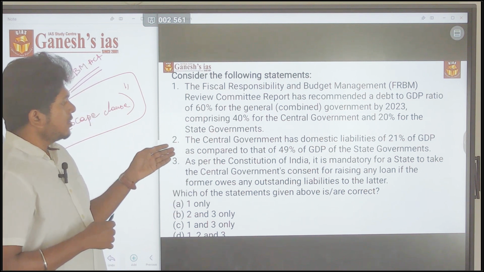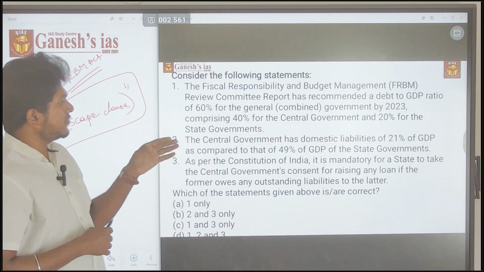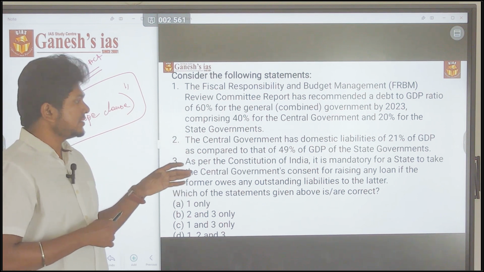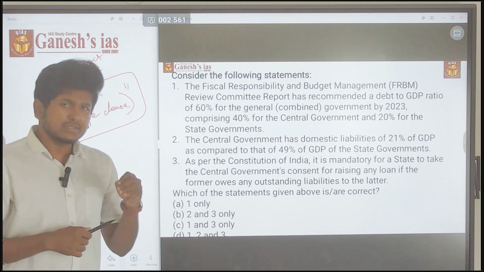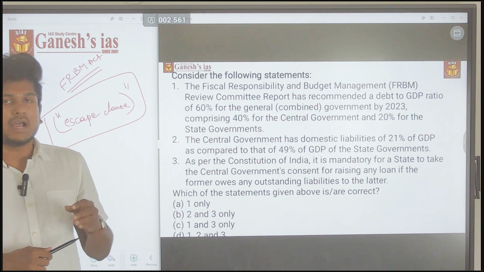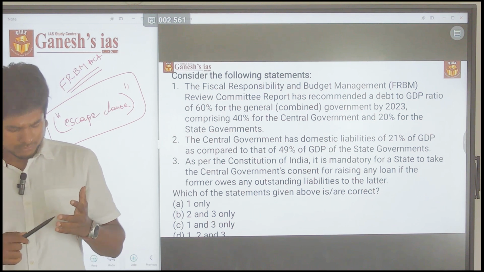As per the Constitution, it is mandatory for the state to take the central government's consent for raising any loans. This is correct, so the third statement is also right. So the answer is 1 and 3 only.